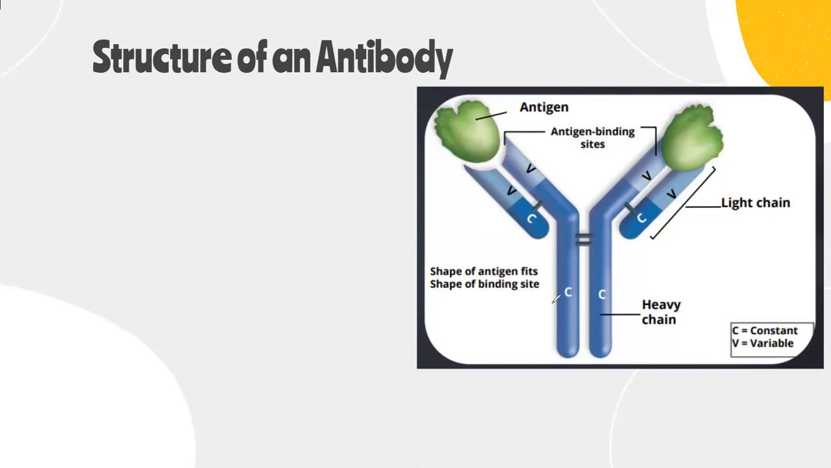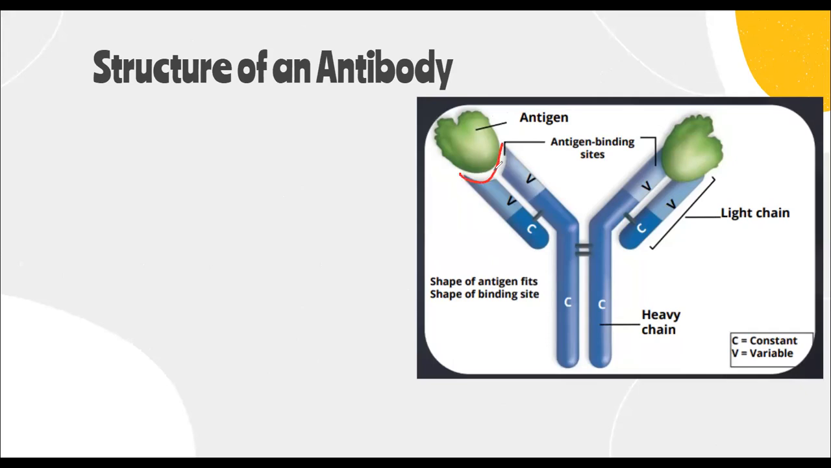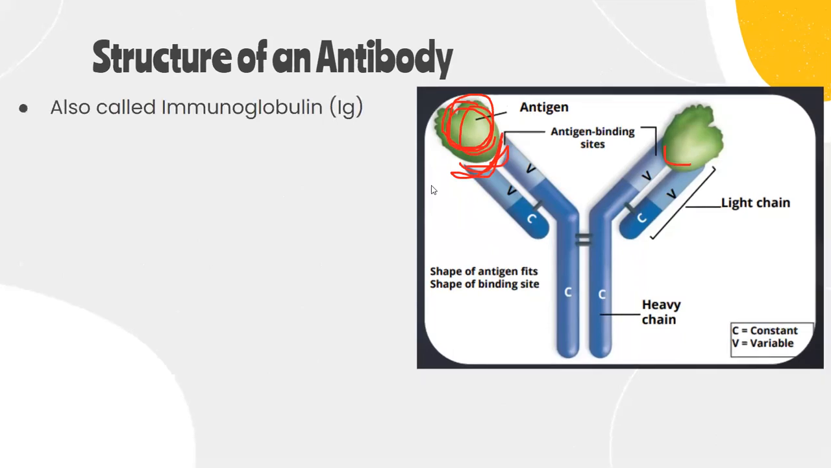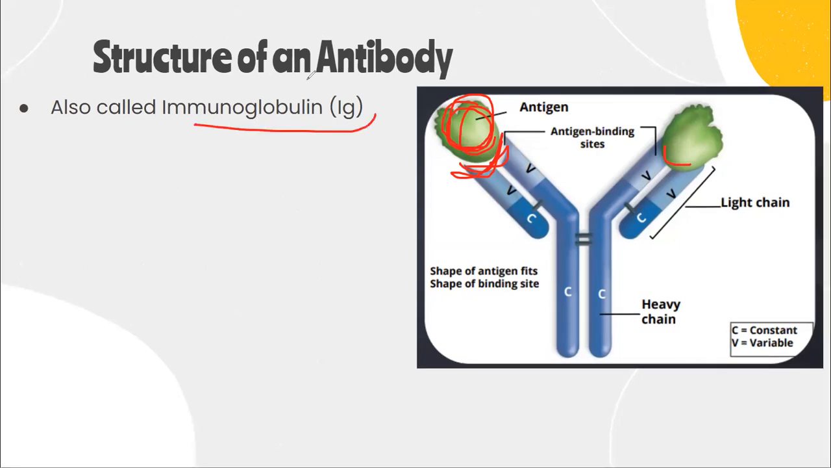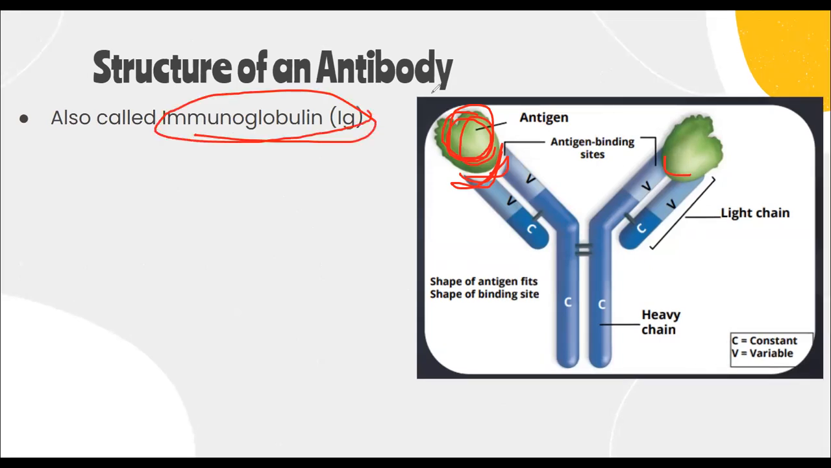You see a Y-shaped structure. This position is where the antigen can bind. Let's say this is the antigen, a foreign substance, bacteria or virus, and here is the binding site. Okay, so you see two chains or four chains over here. Another name for antibody is immunoglobulin, Ig. It is also known as immunoglobulin.